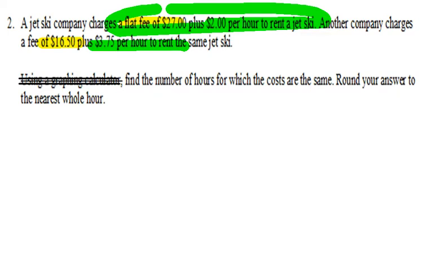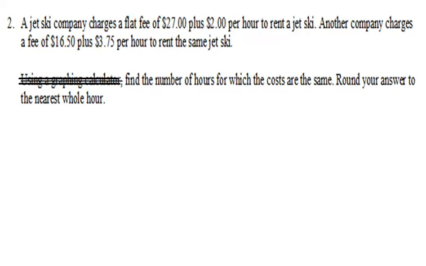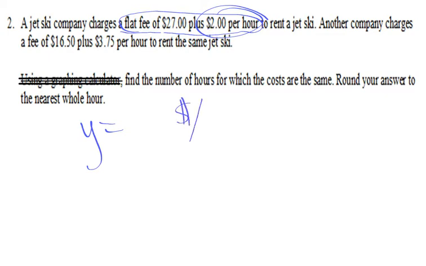The first one says the first jet ski charges a flat fee of $27 plus $2 per hour. All right, so let's write that in an equation. y equals $2 per hour. Remember, when it says per, that's your x value. That's your slope. Something dollars per hour, that's a slope. That's a ratio. So we know that's going to be our x value, so that's going to be 2x.